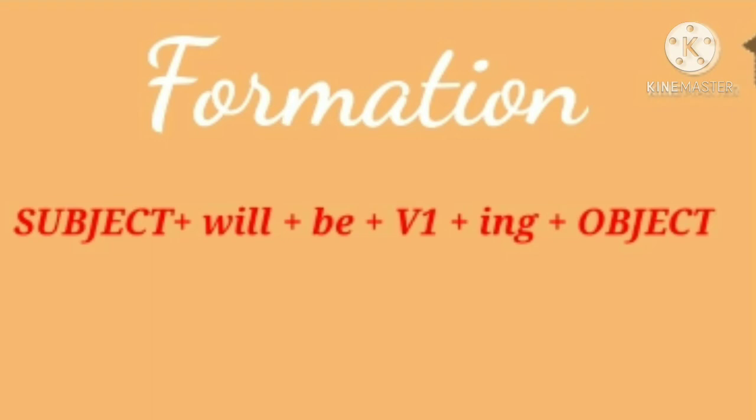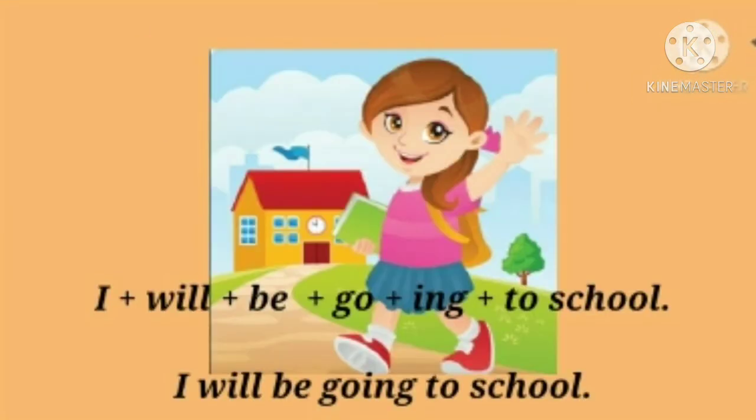So the formation of the future continuous will be subject, and in all the future we have to add will because it is going to be done in the next time. Then after will come be. After that will come verb 1, then ing plus the object. So this will be the formation of future continuous tense. So how do we frame the future continuous tense? I is my subject, which is singular.